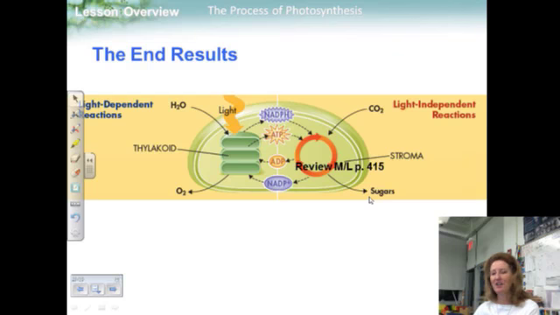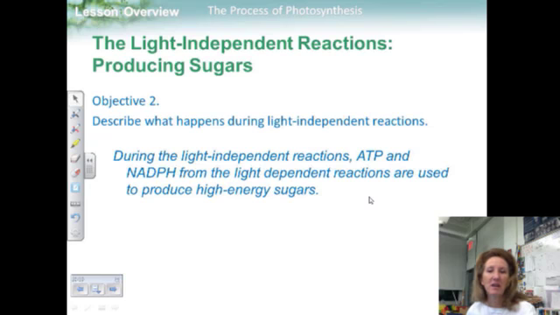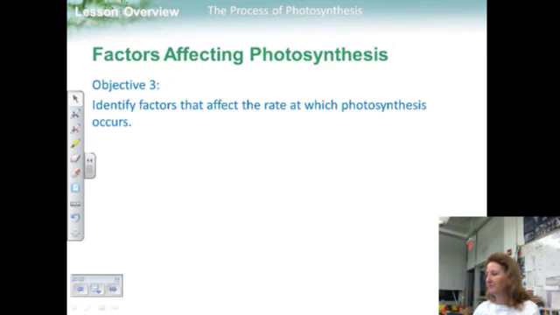We get food and oxygen. Yay for plants. So objective 2, describe what happens during the light-independent reactions. During the light-independent reactions, again, ATP and NADPH from the light-dependent reactions are used to produce those high-energy sugars. Good stuff. All right, objective 3 was to identify the factors that affect the rate at which photosynthesis occurs.